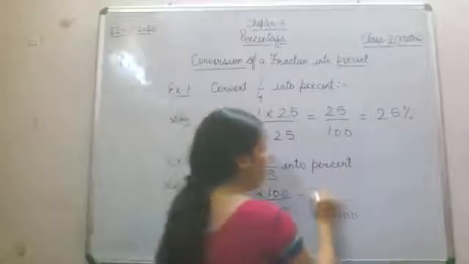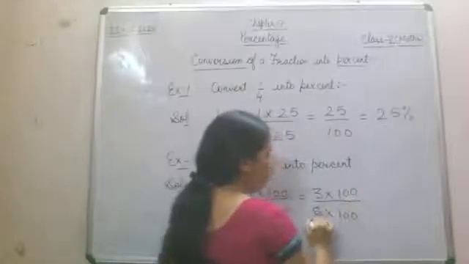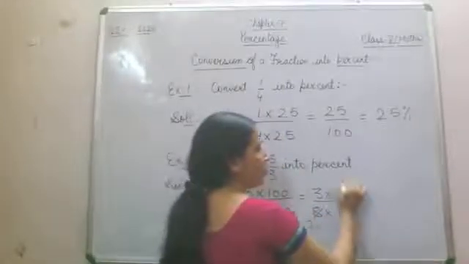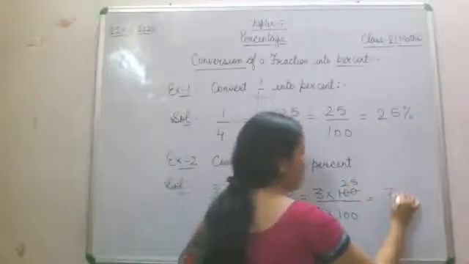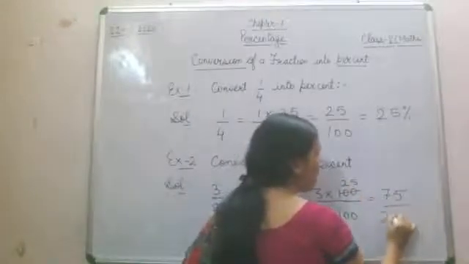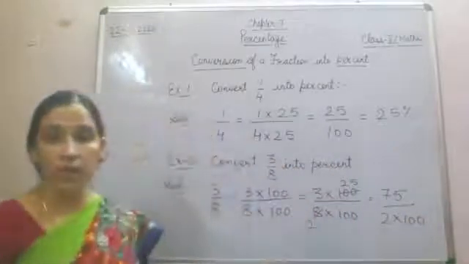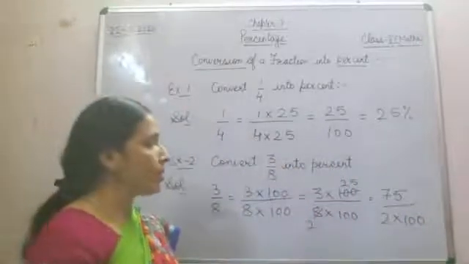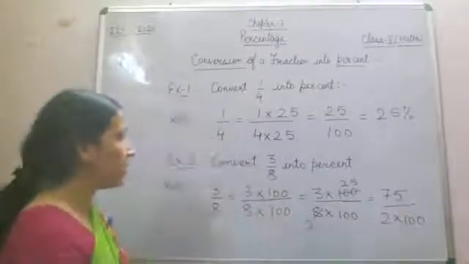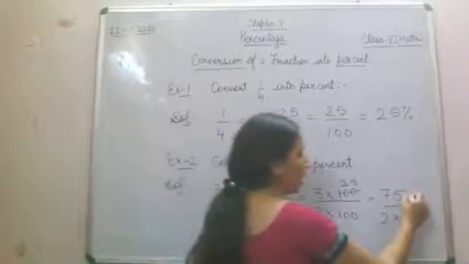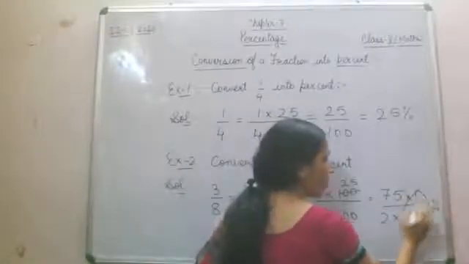In this step we'll reduce. 4 2s are 8, 4 25s are 100. So above it will become 75 and in the denominator it will become 2 into 100. So how will we find the answer? This 1 by 100 represents the percentage only, that we will keep remaining over there.